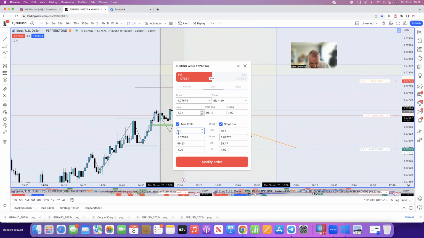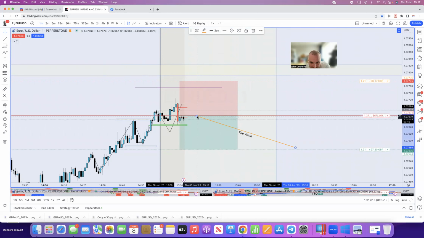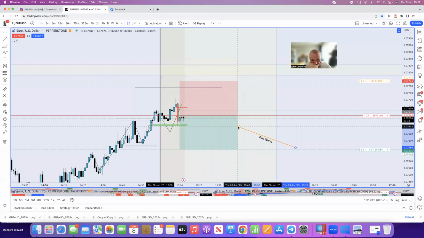Put this along here. It's going to move without me here. I can see it. We don't want price to move below here. We want price to come and tag in. We've got 30 odd seconds.